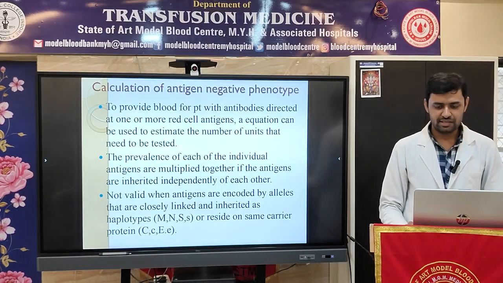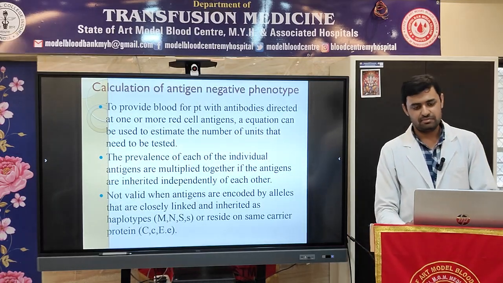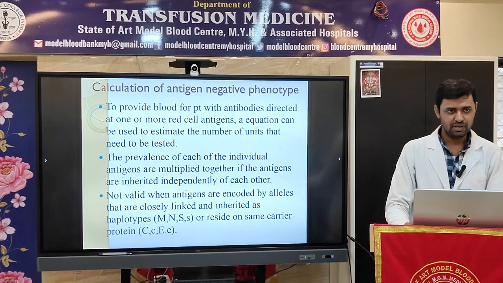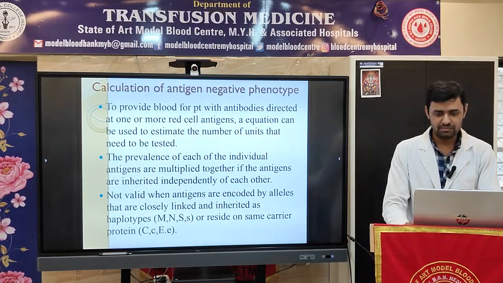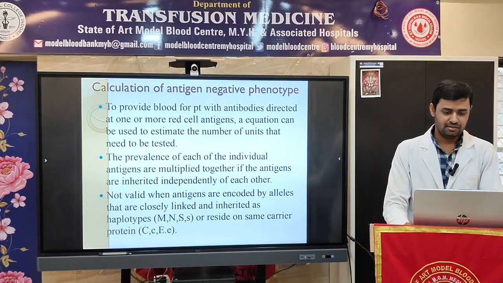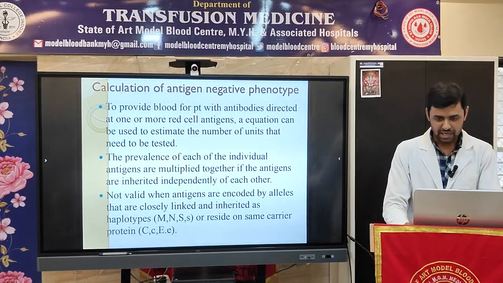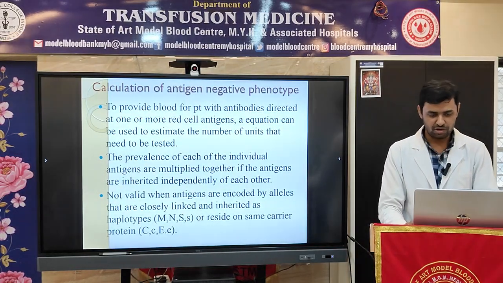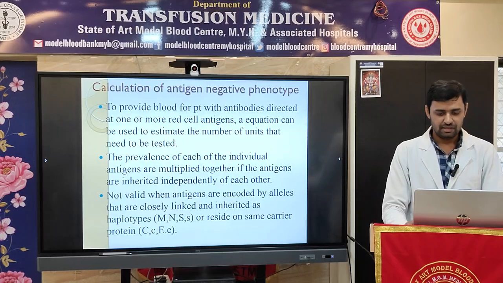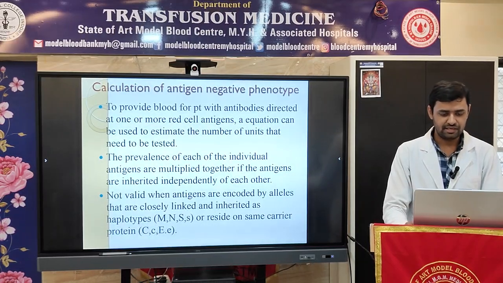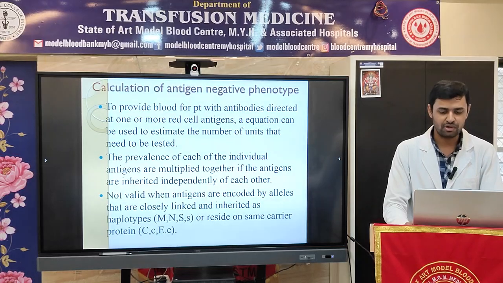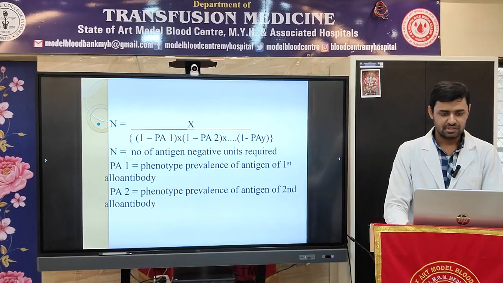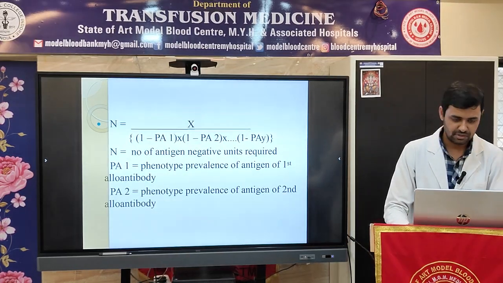Now, how can we calculate the antigen negative phenotype? To provide blood to a patient with antibodies directed against red cell antigens, an equation can be used to estimate the number of units that need to be tested. The prevalence of each of the individual antigens are multiplied together if the antigens are inherited independently of each other. It is not valid when antigens are coded by alleles that are closely linked and inherited as haplotypes, for example the MNS system, or that reside on the same carrier protein, capital C, small c and capital E, small e. So this is the formula which has been taken from DGHS.